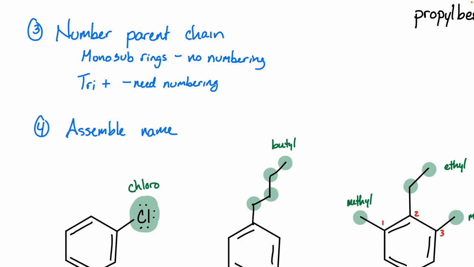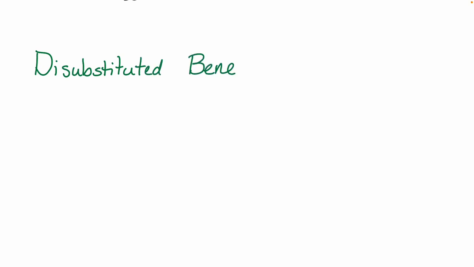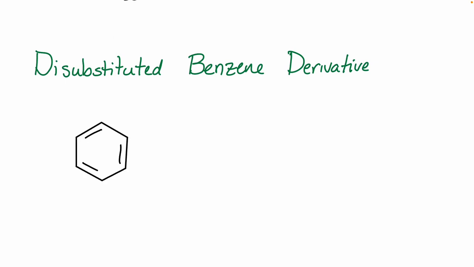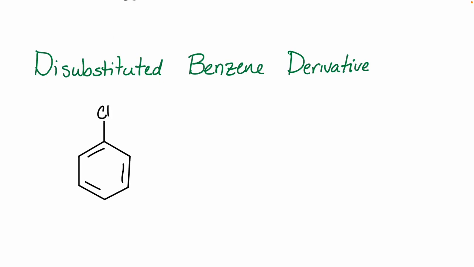For disubstituted benzenes, we have this special scheme that we're going to use here called the ortho-meta-para. All right, so let's just take a look here. Again, this is now disubstituted benzenes. Okay, so I'm going to look at a benzene ring. I'm going to put two chloro groups on there. So it's a disubstituted ring. But I'm going to space them out differently.